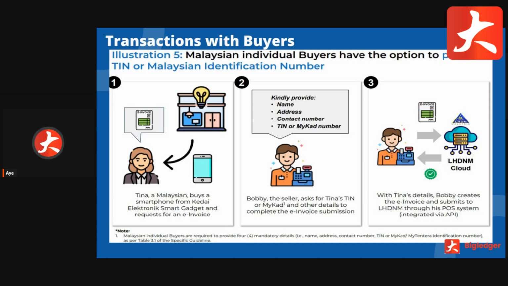Okay, the next one is that Malaysian individual buyers have the option to provide the TIN or Malaysian identification number. This one I already explained just now. The buyer has the option to provide the TIN only, or they can provide only the IC number. If they only provide the IC number, for the TIN part the company needs to put the general public number. But if they only provide the TIN and didn't provide the IC, then for the IC part the supplier will need to fill it up.